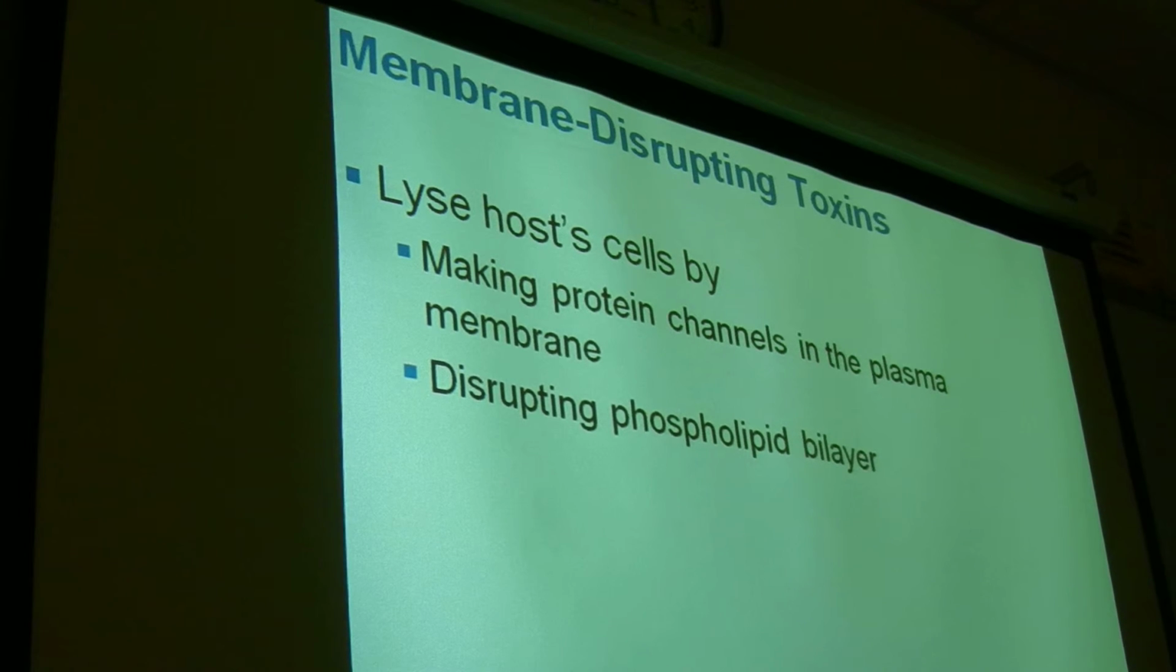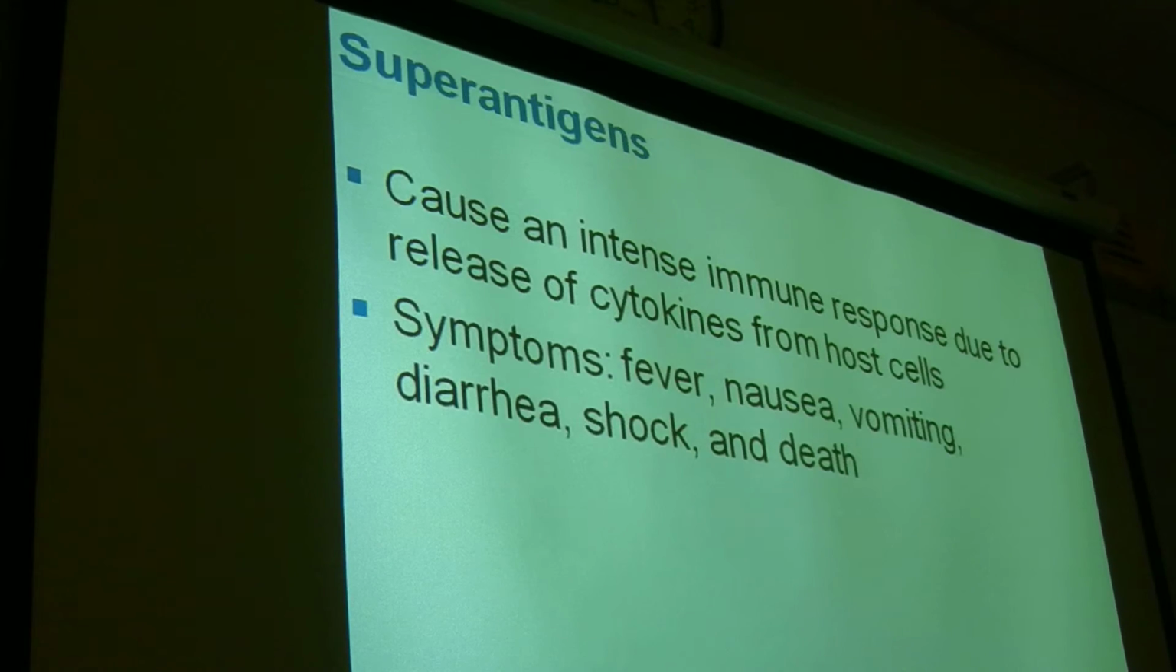Another type of exotoxin is the membrane disrupting toxins. What they do is they're excreted out into the environment, and they poke little holes in the plasma membrane of host cells, disrupting the phospholipid bilayer, and this can cause major damage and death of the cells. Superantigens are typically endotoxins, and this is why they cause fever, because they usually cause an intense immune response that leads to a fever.